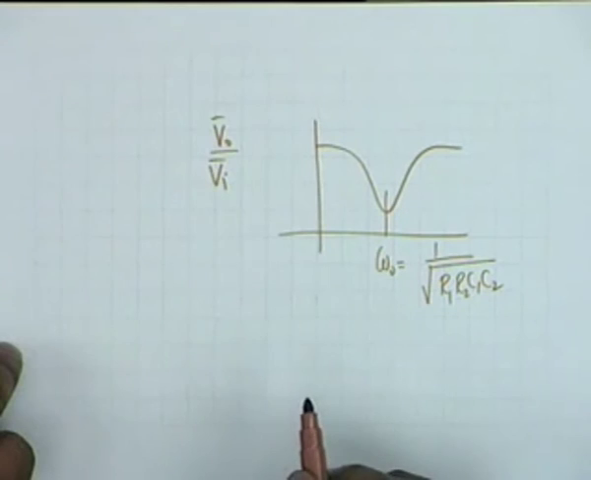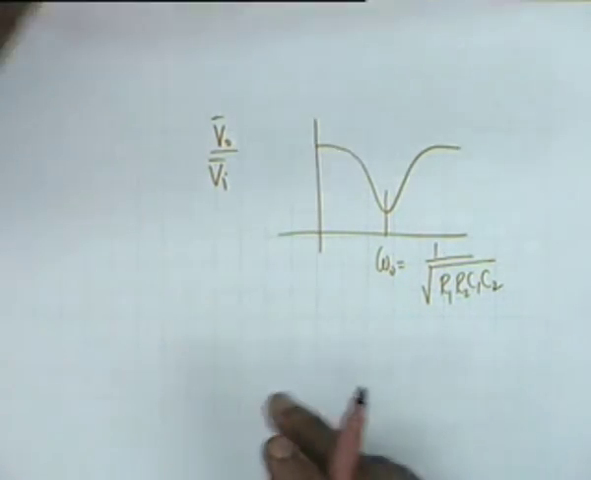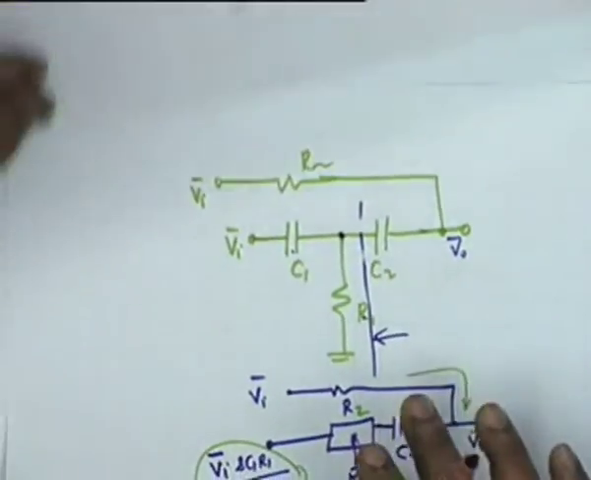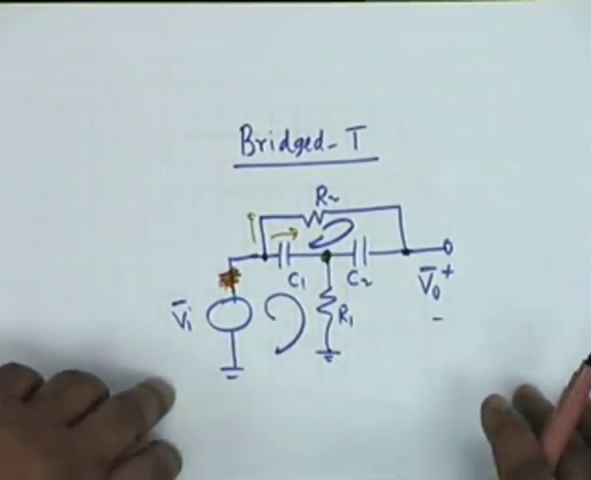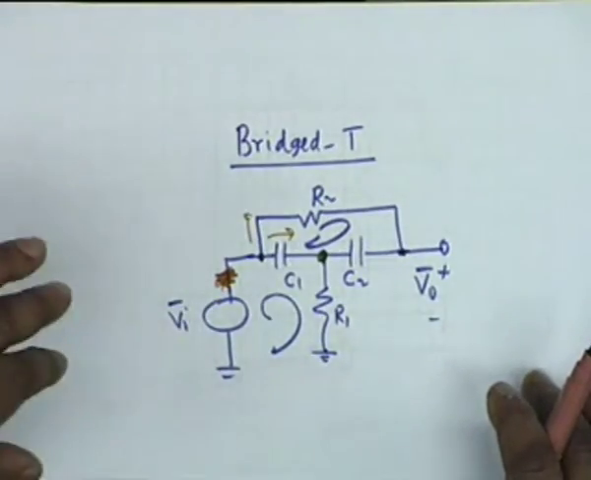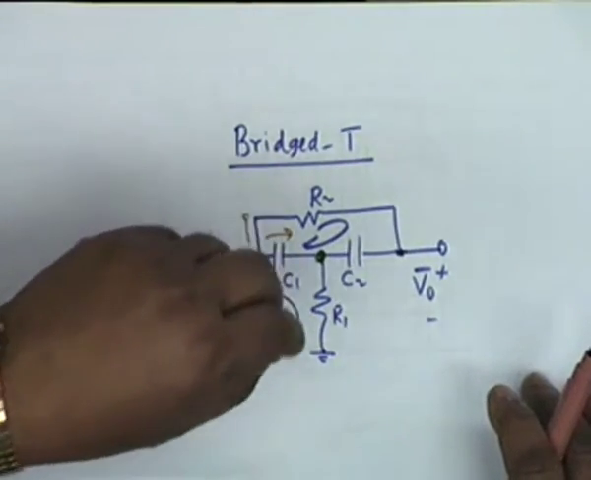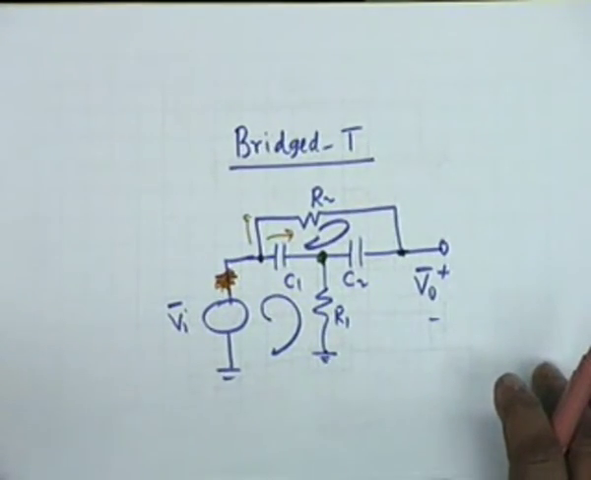Now this is one way of getting a band stop. If you recall, the architecture is that of a bridged T. There is a T and then there is a flyover, but it contains only resistances and capacitances. Much better performance is obtained if you mix the two kinds of energy storage elements, that is, if you use an inductor and a capacitor.